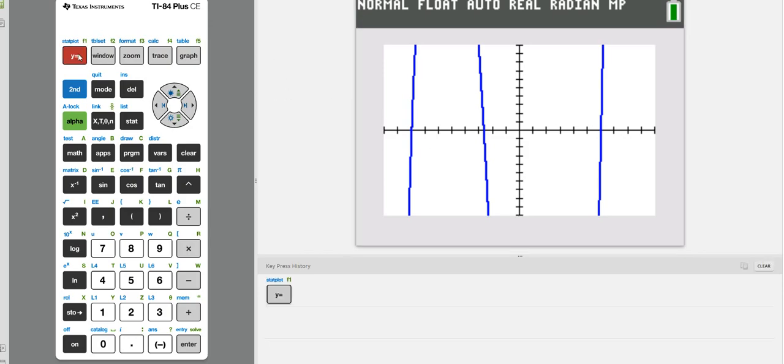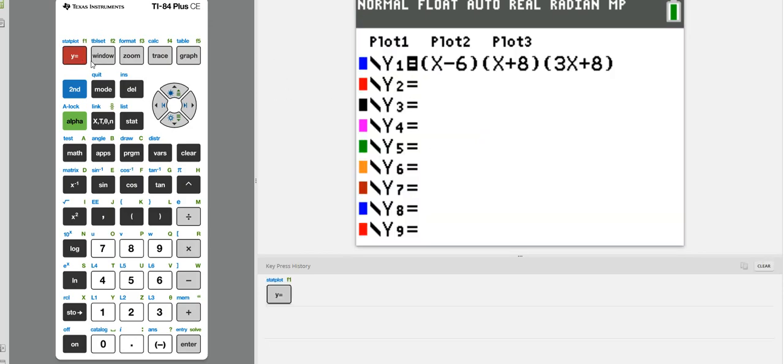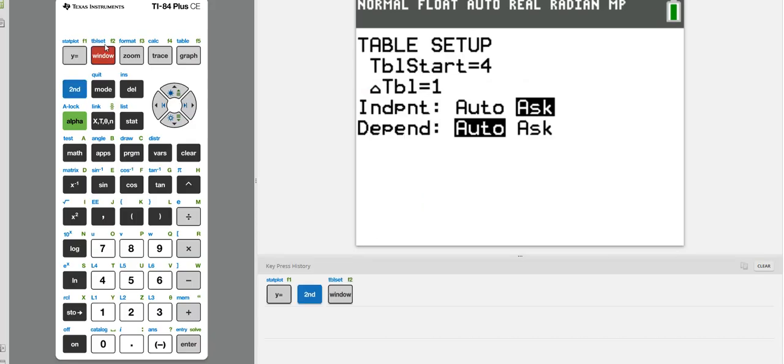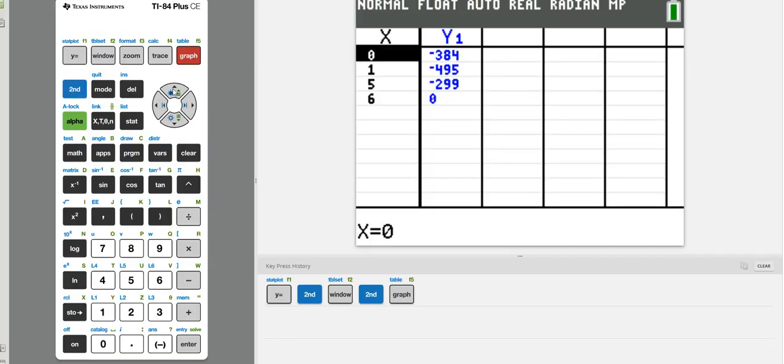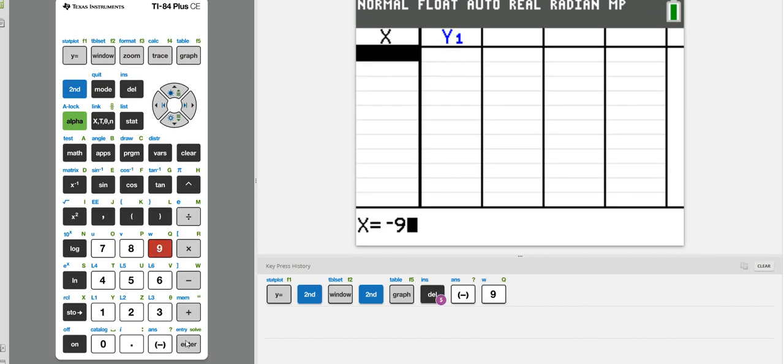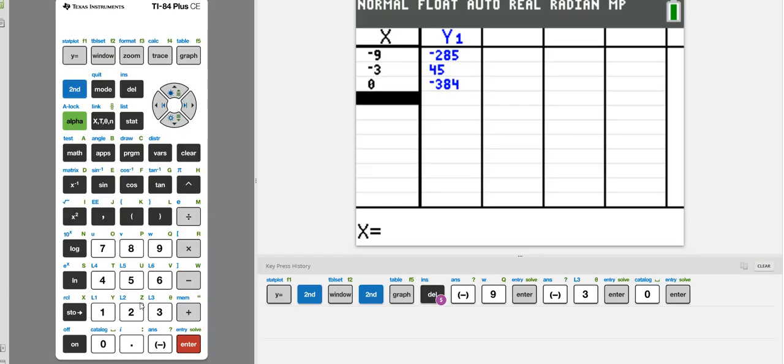So if you've got this function plugged into your calculator, let's test the signs in a very user-friendly way. Make sure that your table setup is the way it's supposed to be. So hit the second key, then the window key. Make sure independent is set to ask and dependent is set to auto. And now we can do the same thing here that we did with Desmos just a second ago. Hit the second key, then the table key. Let's delete all these values here, and we'll plug in the same test values. Negative 9, negative 3, 0, and 7.